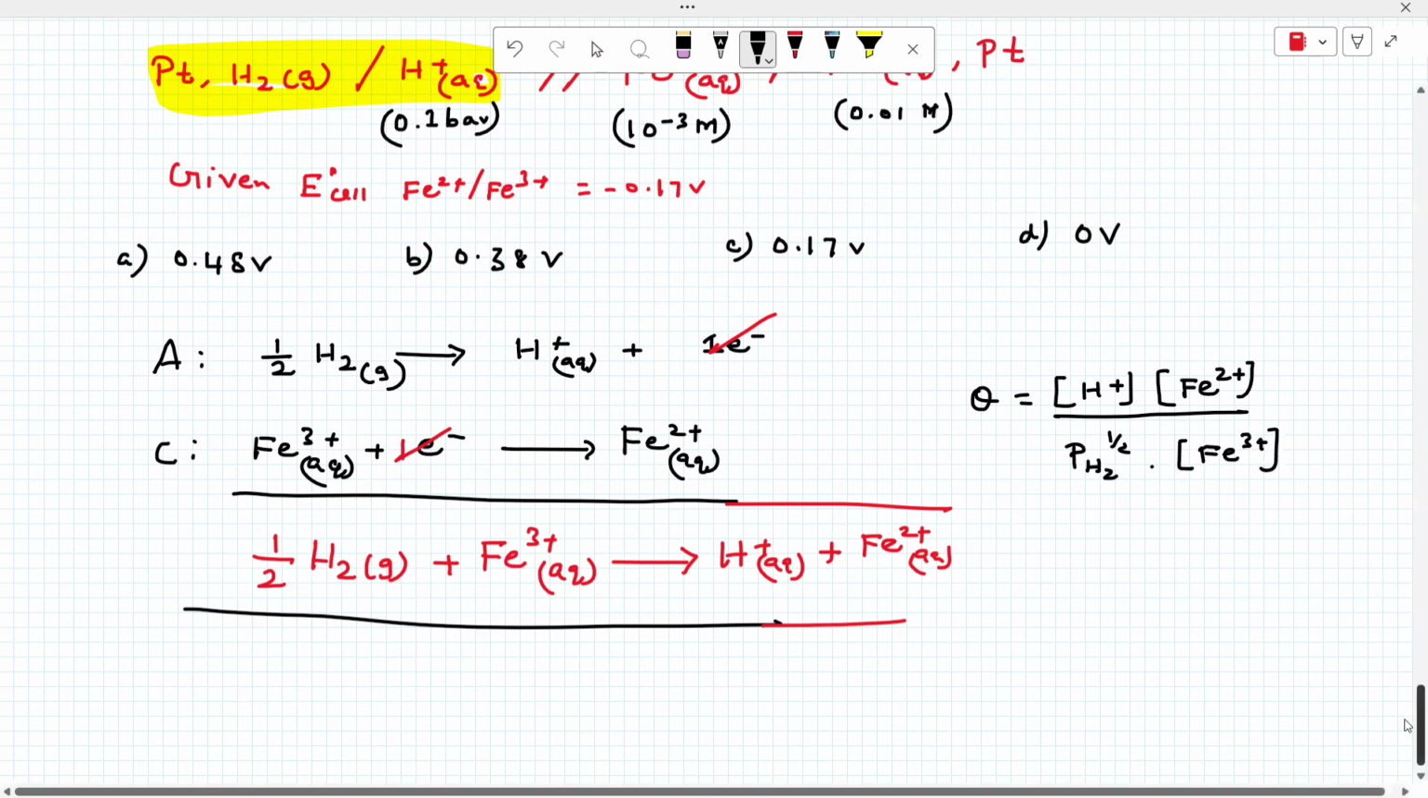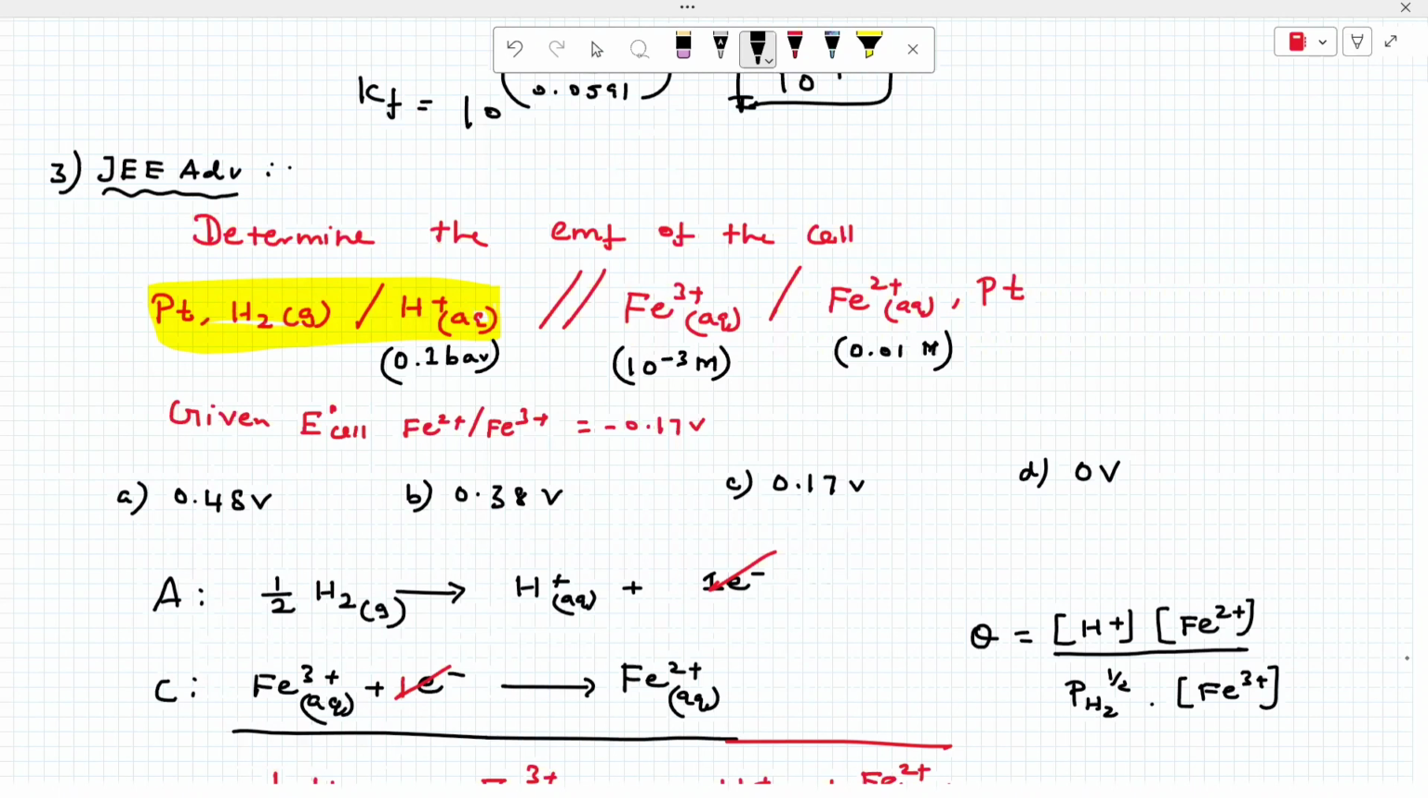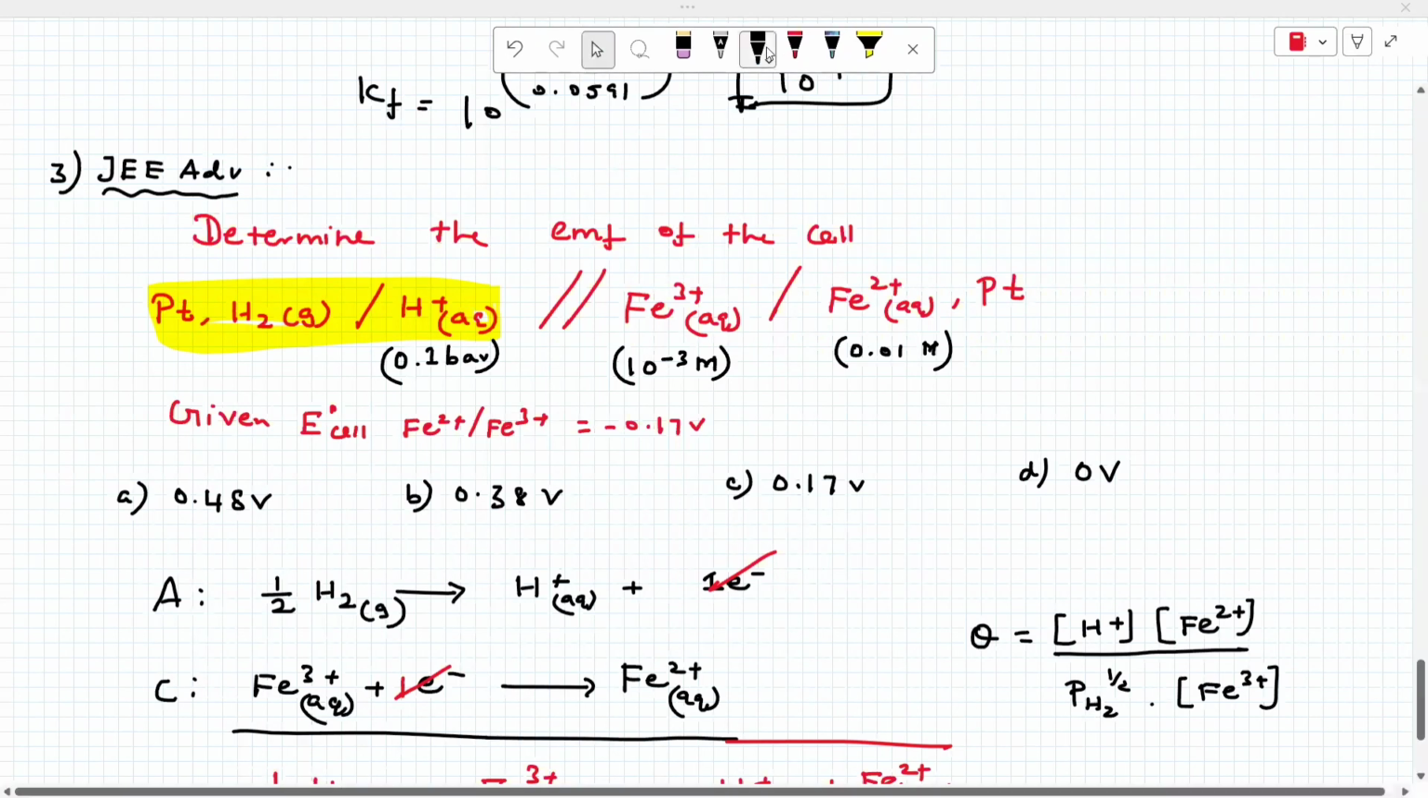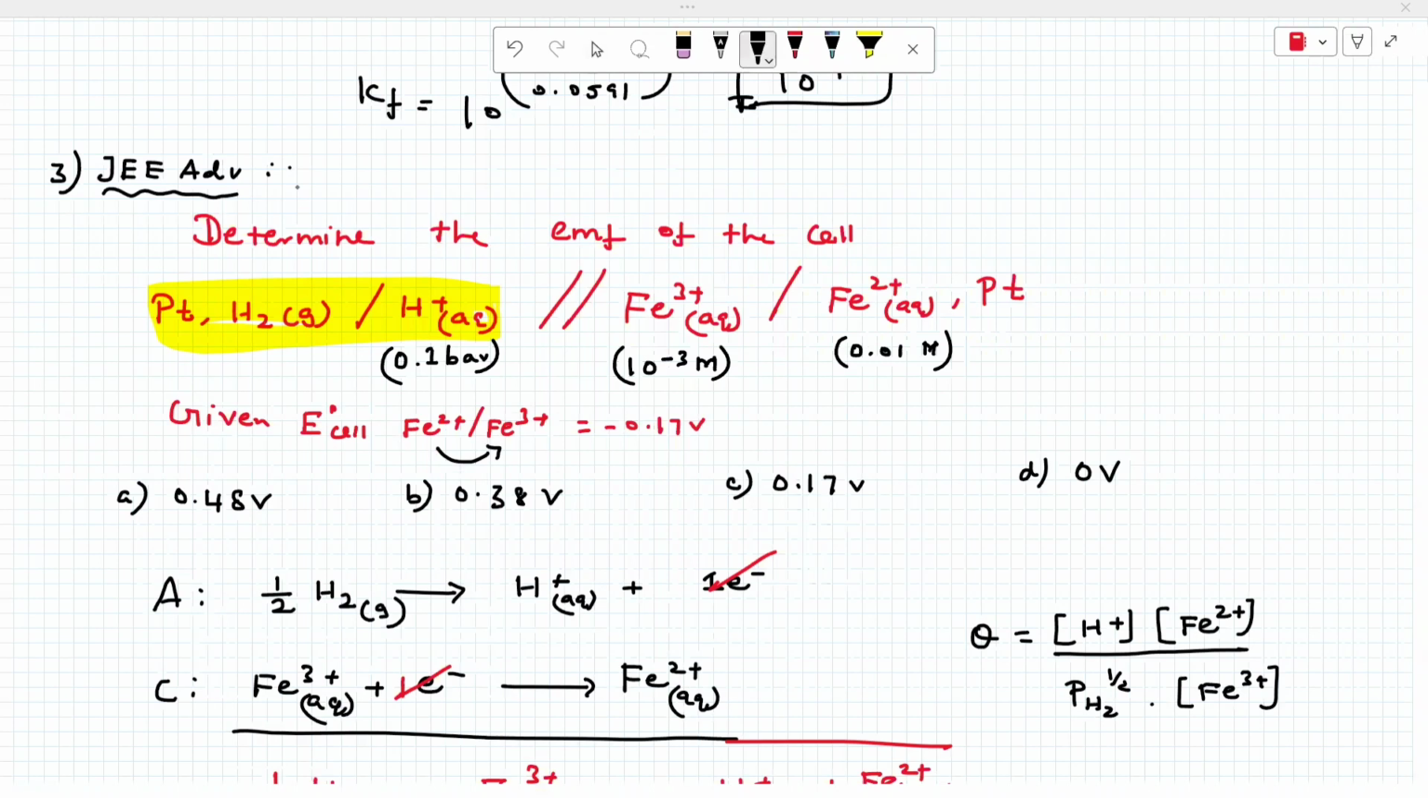Okay. Now we have to find E0 value, right? E0 value. Tell me this one. Is it SRP or SOP? Fe2 plus becoming Fe3 plus. Is it SRP or SOP? SOP, sir. SOP, right?